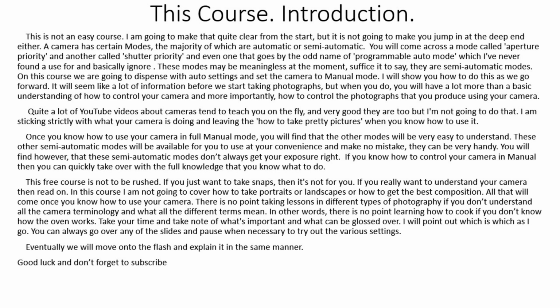Introduction. This is not an easy course, I am going to make that quite clear from the start, but it is not going to make you jump in at the deep end either. A camera has certain modes, the majority of which are automatic or semi-automatic. You will come across a mode called aperture priority and another called shutter priority and even one that goes by the odd name of programmable auto mode, which I've never found a use for and basically ignore. These modes may be meaningless at the moment, suffice it to say, they are semi-automatic modes. On this course, we are going to dispense with auto settings and set the camera to manual mode. I will show you how to do this as we go forward.